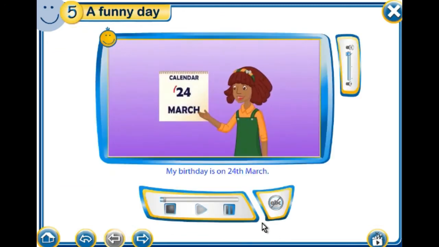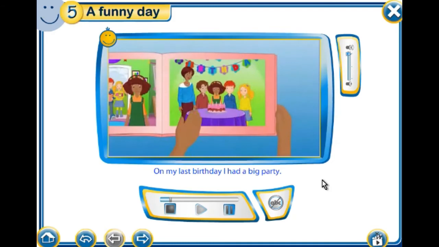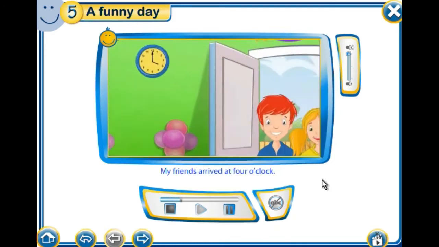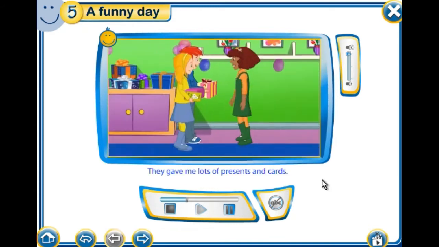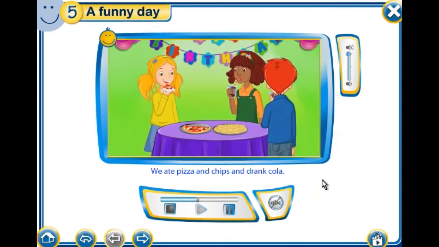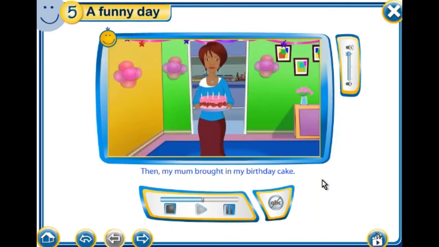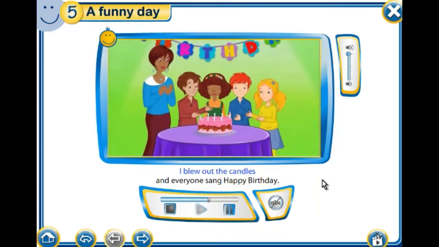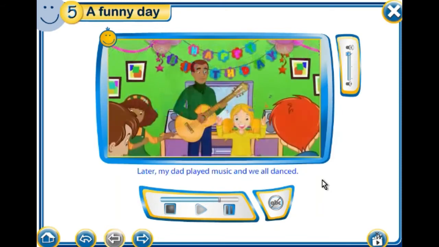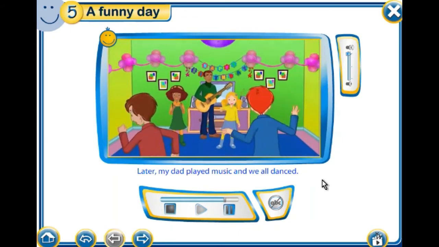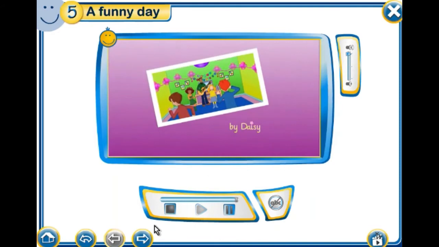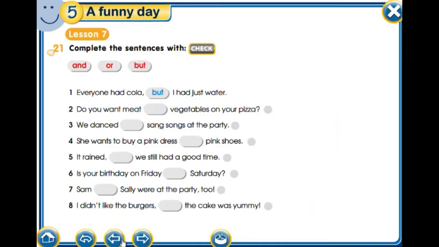My birthday is on the 24th of March. On my last birthday, I had a big party. My friends arrived at 4 o'clock. They gave me lots of presents and cards. We ate pizza and chips and drank cola. Then my mum brought in my birthday cake. I blew out the candles and everyone sang happy birthday. Later, my dad played music and we all danced. It was a great birthday.